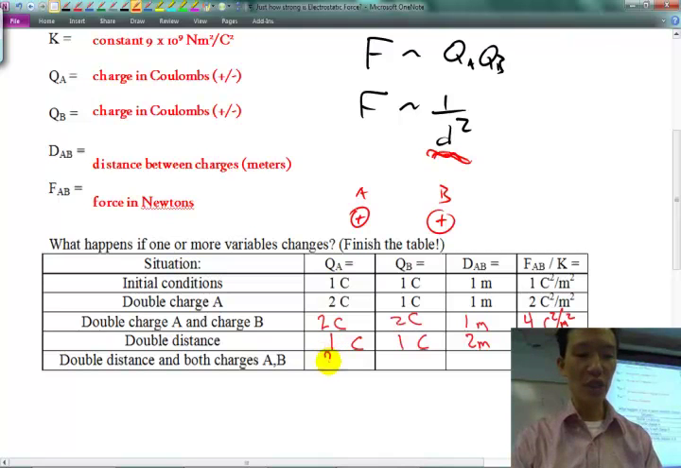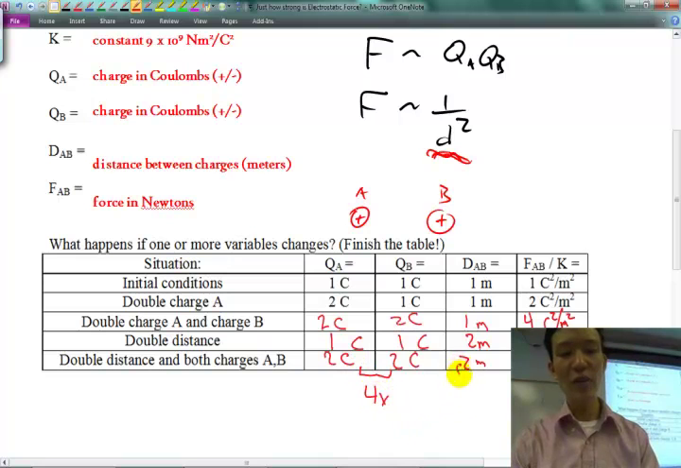Finally, what if you double the charge and you double the distance? What would be the net effect? Well, doubling the charge on each object would give you 4 times the force. Doubling the distance would be 1 over 2 squared, or 1/4 the force. So 1/4 times 4 is no change.